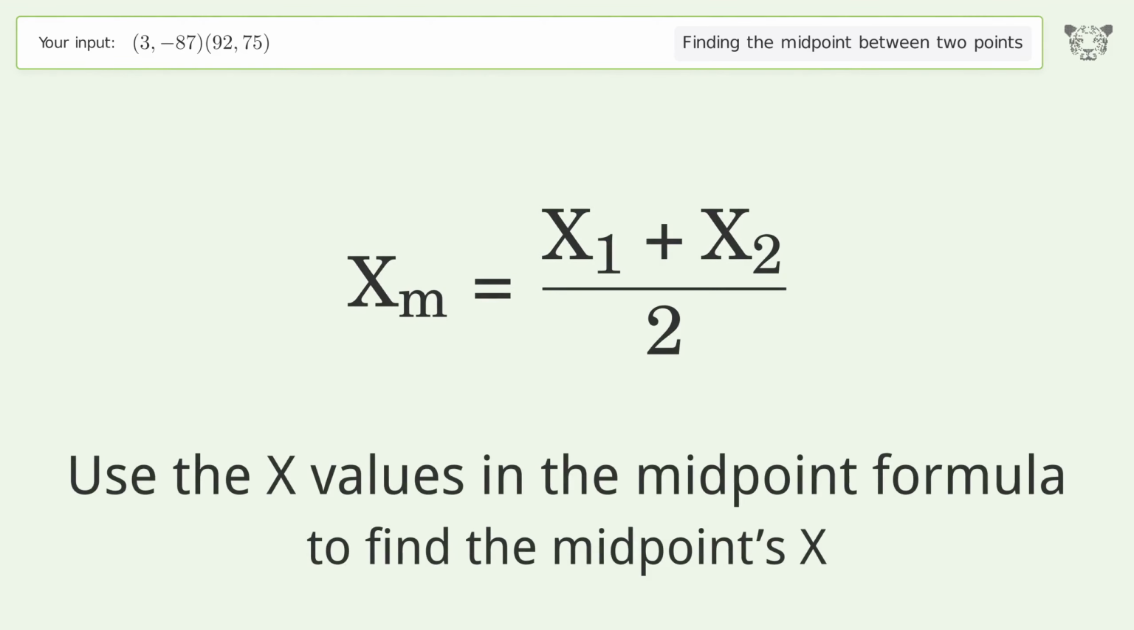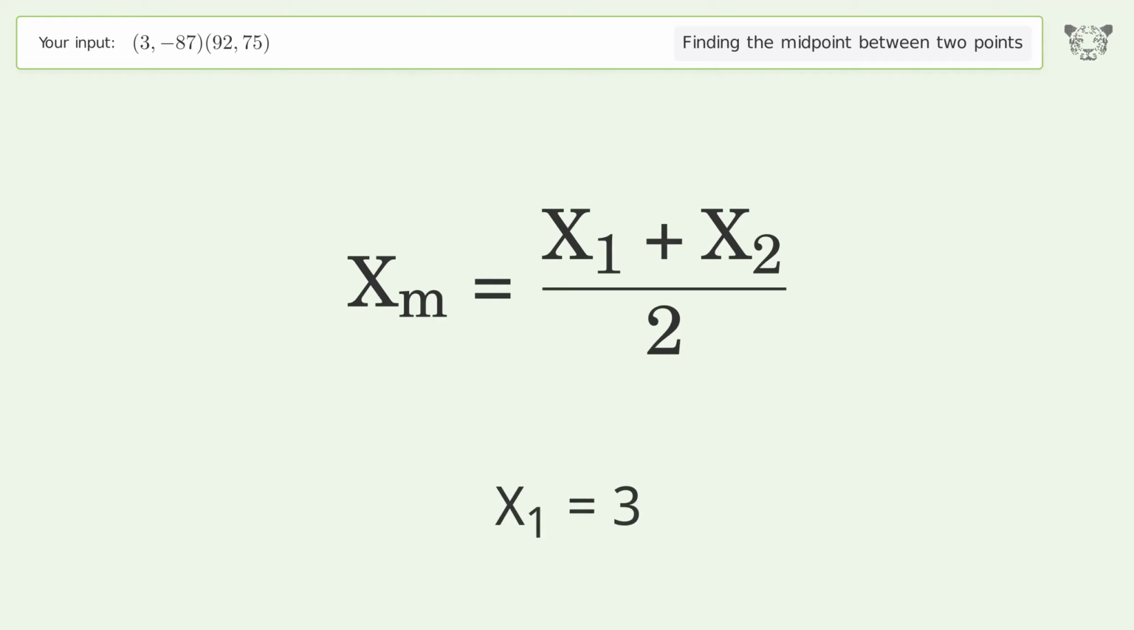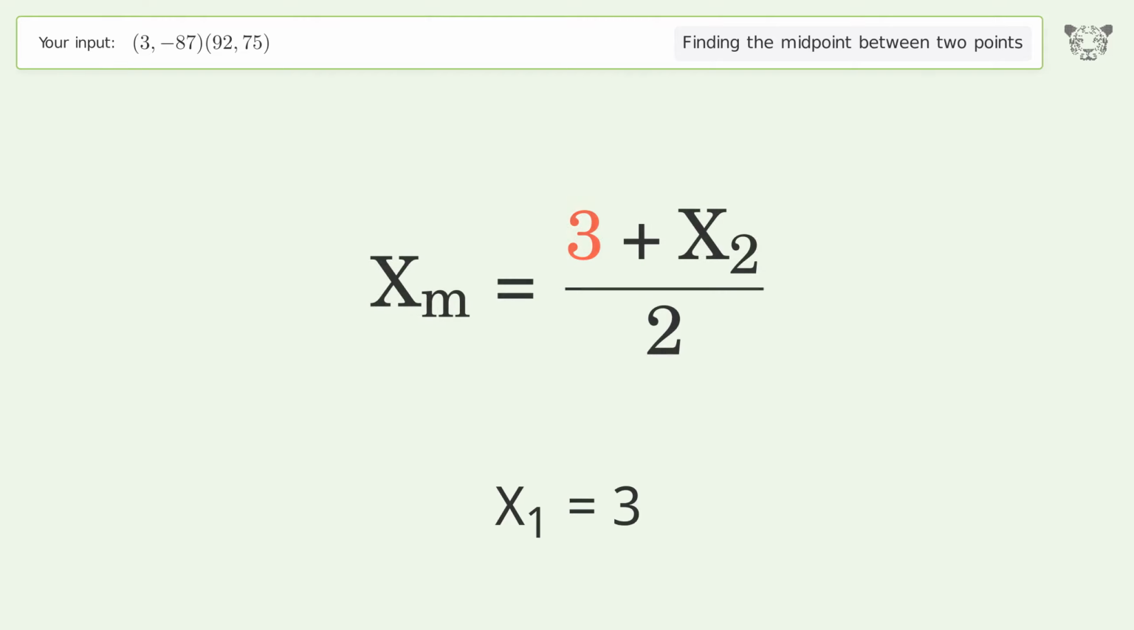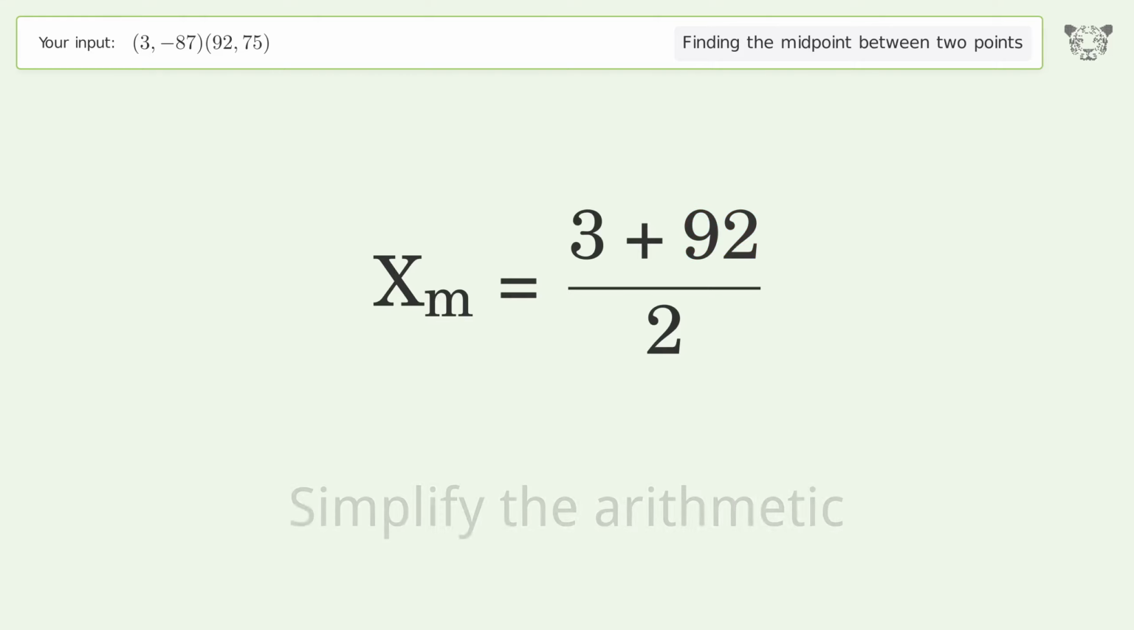Use the x values in the midpoint formula to find the midpoint's x. x1 equals 3. x2 equals 92. Simplify the arithmetic.